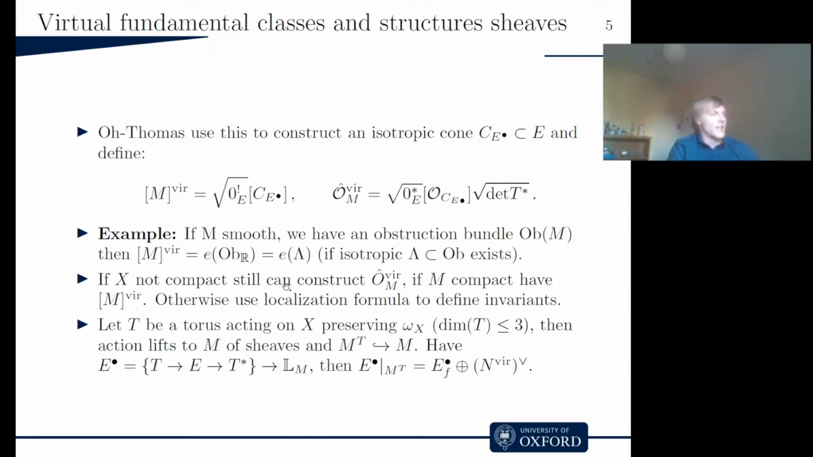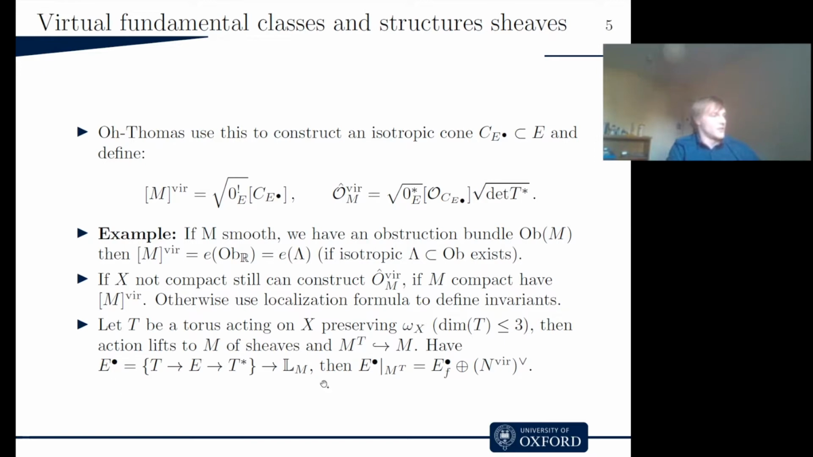So if X is not compact, these virtual fundamental classes are generally not defined. However, this virtual structure sheaf can always be defined. And if M, in very few cases, happens to be compact, then you will also have a virtual fundamental class. But outside of these cases, you will usually need to use the localization formula to define your virtual fundamental classes.